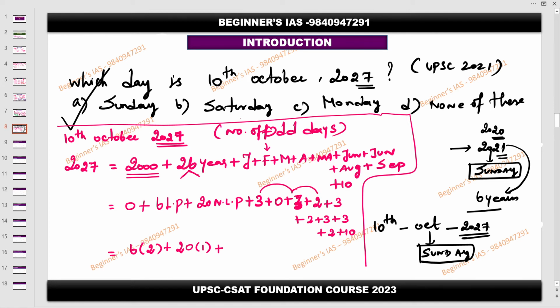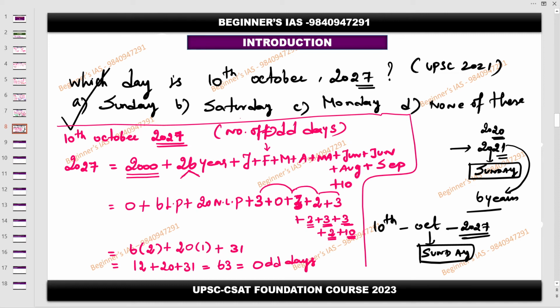Then 8, 11, 13, 16, 19, 21, 31. Right. Now here, this is 12. 20 plus 31. So totally 51, 63. So divide 63 by 7. You will get 0 odd days.